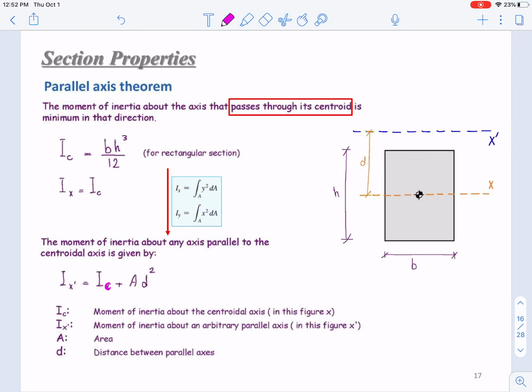The moment of inertia about an axis that passes through its centroid is minimum in that direction. It is about this axis passing through its centroid that it is minimum. If we're calculating the moment of inertia about any other axis parallel to this axis passing through its centroid, you will get a larger value.